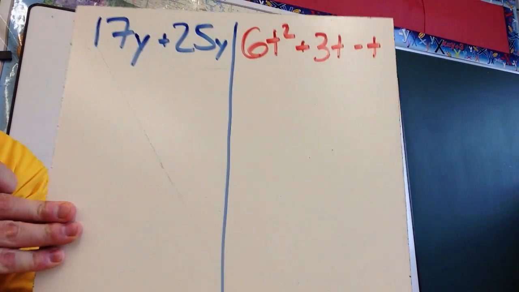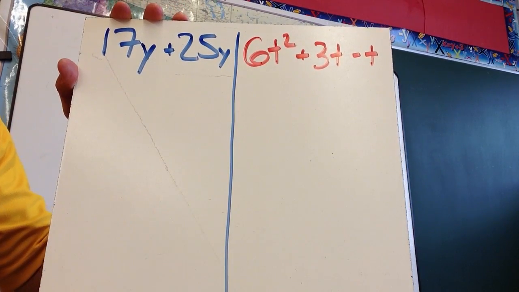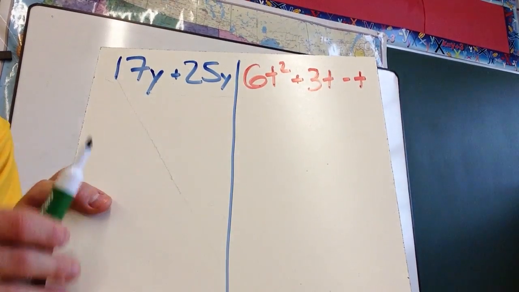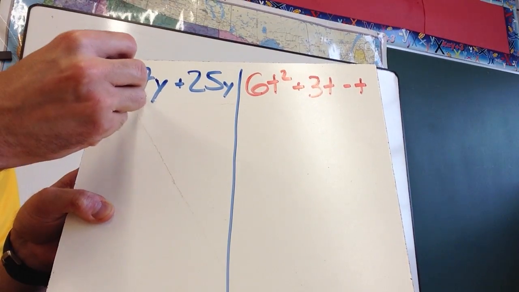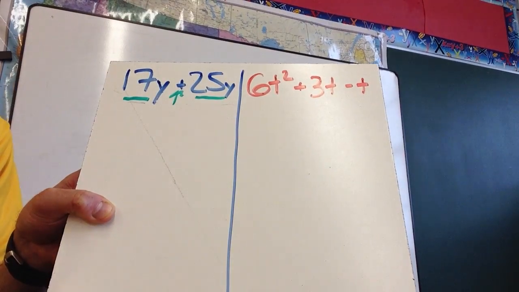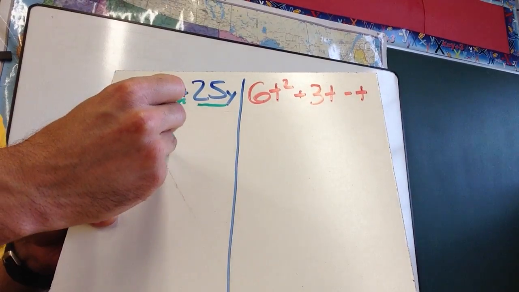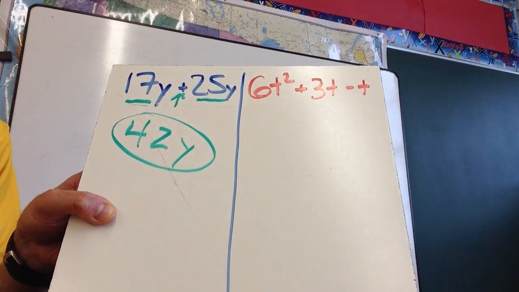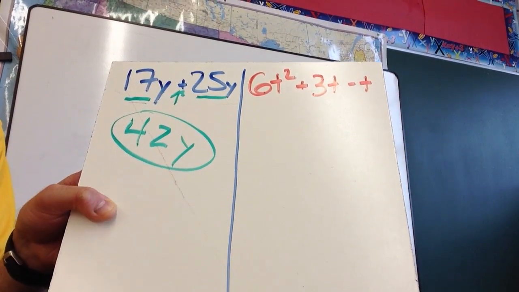All right, next we're going to discuss combining like terms. Keep in mind you can only combine terms when they are the same. So for example, both of these have a y in them, so I can go 17y plus 25y, which basically means I'm going to take the two numbers in front, the coefficients, and I'm going to add them together. 17 plus 25 is 42y. Please notice that it's not y squared. 17 plus 25, the y would remain the same.